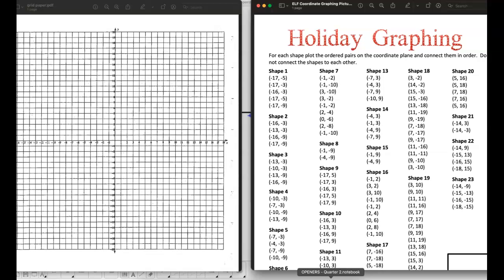Okay. Now, first of all, you need this grid paper. This is your homework. I would highly suggest using a pencil because you'll probably make a mistake and need to erase something.